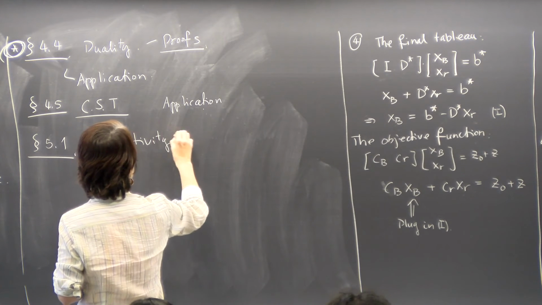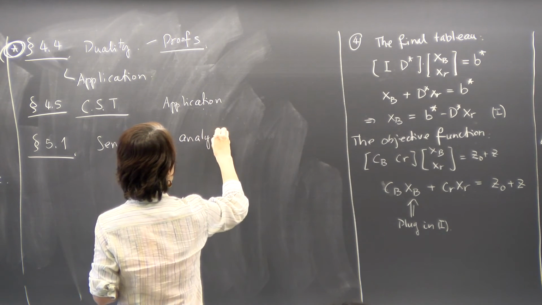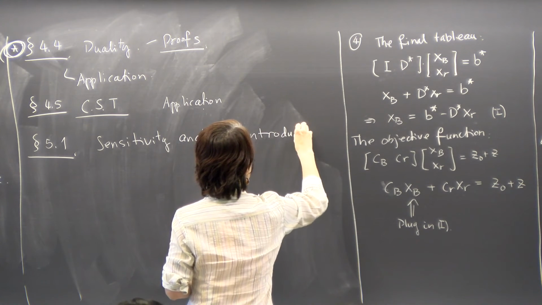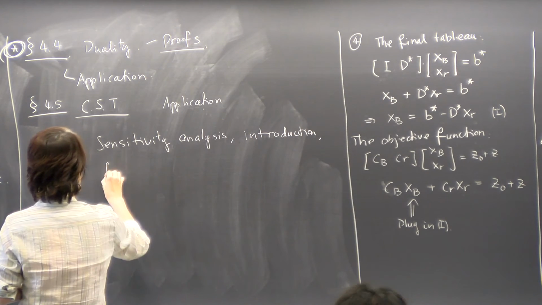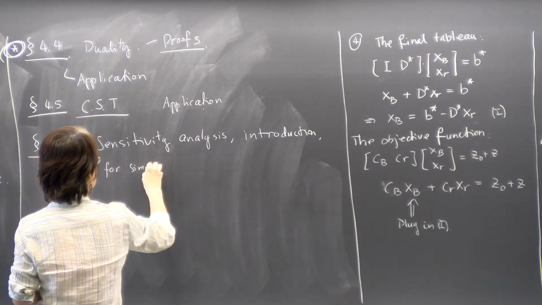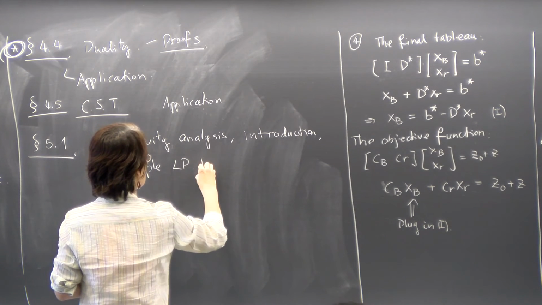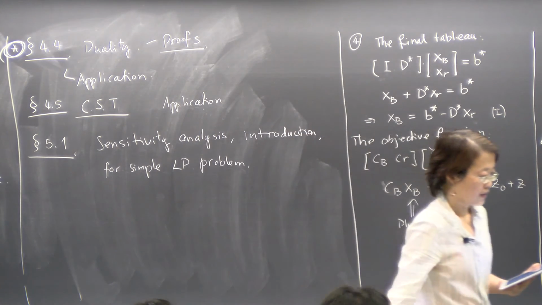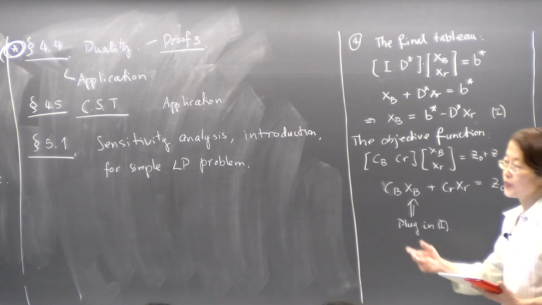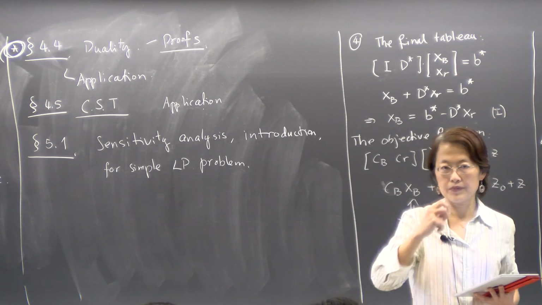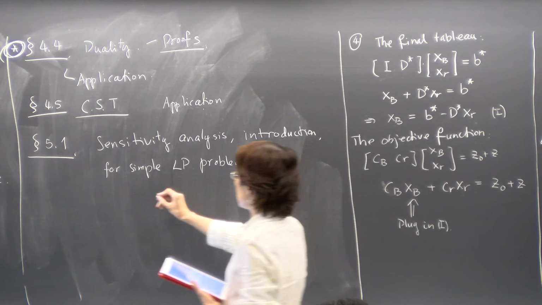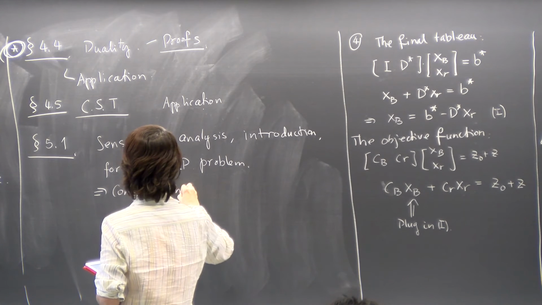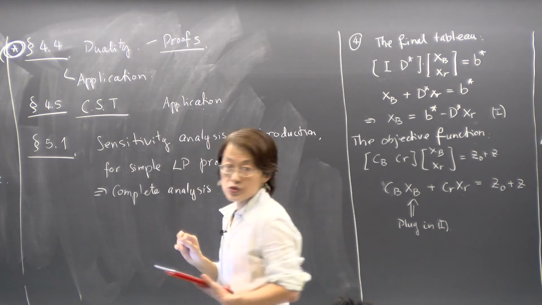Sensitivity analysis. So it's an introduction. We looked at it for very simple problems, for simple LP problems, meaning problems with two variables that allow you to sketch the feasible region so that you can do a complete analysis. Is that right? So here one can actually write out a complete analysis because the problem is so small, okay?